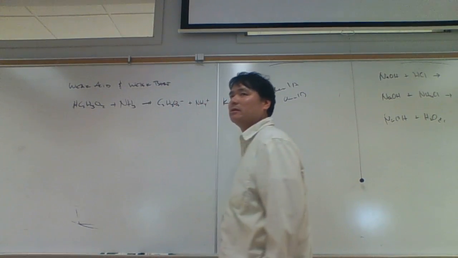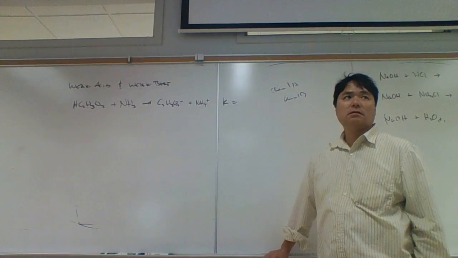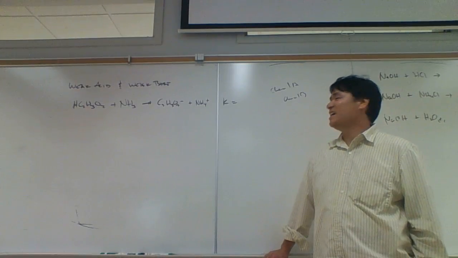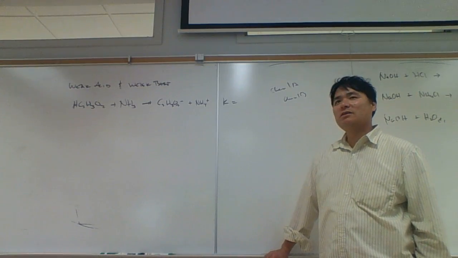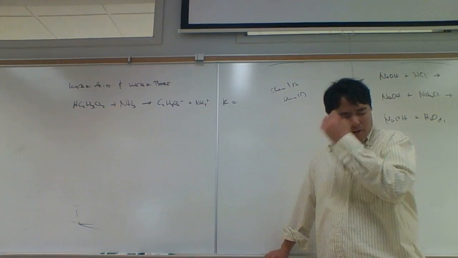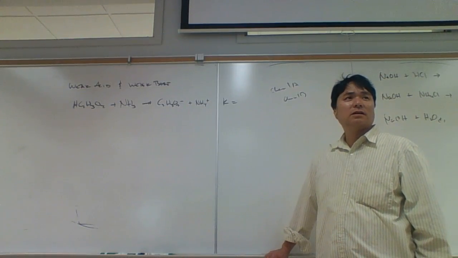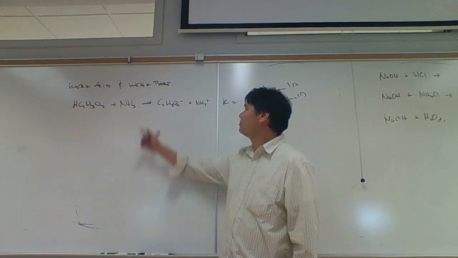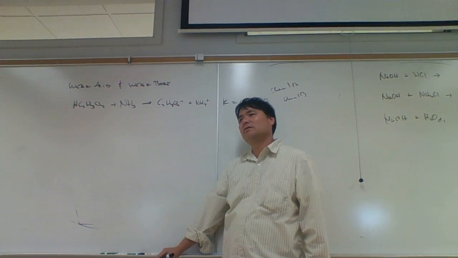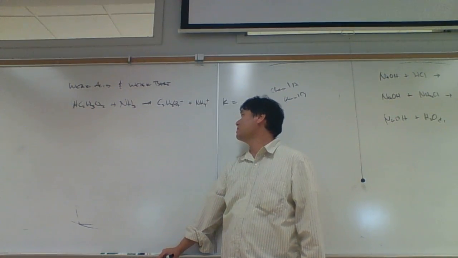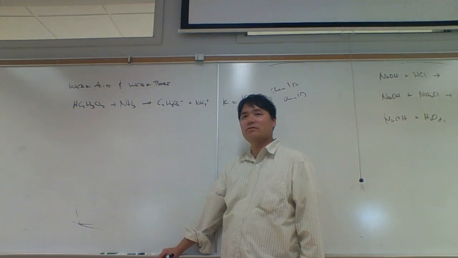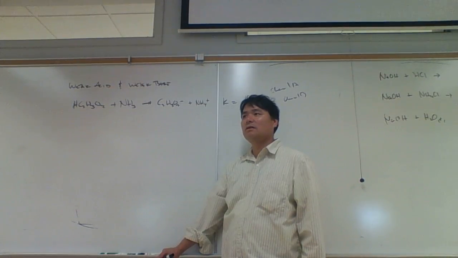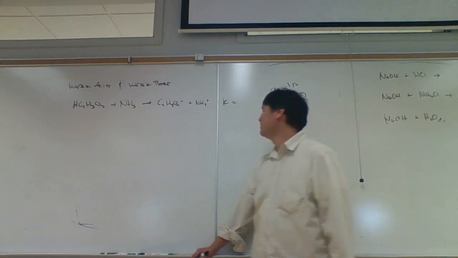What is K for this? Very small. K is going to be much smaller than very large. But I want a number. I don't want very small, meaning no reaction. There should be some sort of reaction. We're going from stronger to weaker, so this is favored. Acetic acid is a stronger acid than ammonium, so this is a driving force for this. But we wouldn't call it very large, would we? No.